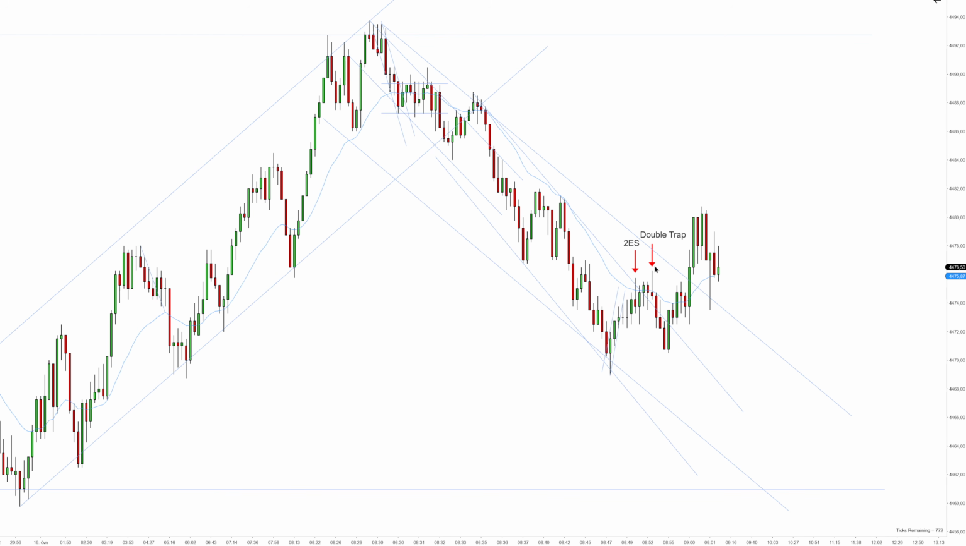Prices form a larger two-legged pullback. The channel needs to get a new low, so I'm expecting a failed second entry long below EMA for a new low because the trend is down. Notice a larger two-legged pullback, push below EMA. We'll see if we break it. If we get a failed second entry long, there will be the setup.